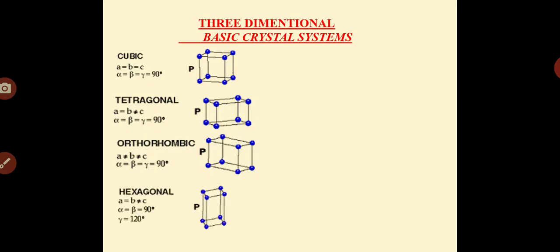Fourth one is hexagonal. See, in this case, two sides are equal, a equal to b, but the third side is not equal. a equal to b not equal to c. The two angles alpha, beta equal to 90 degree, but the third angle gamma is 120 degree.